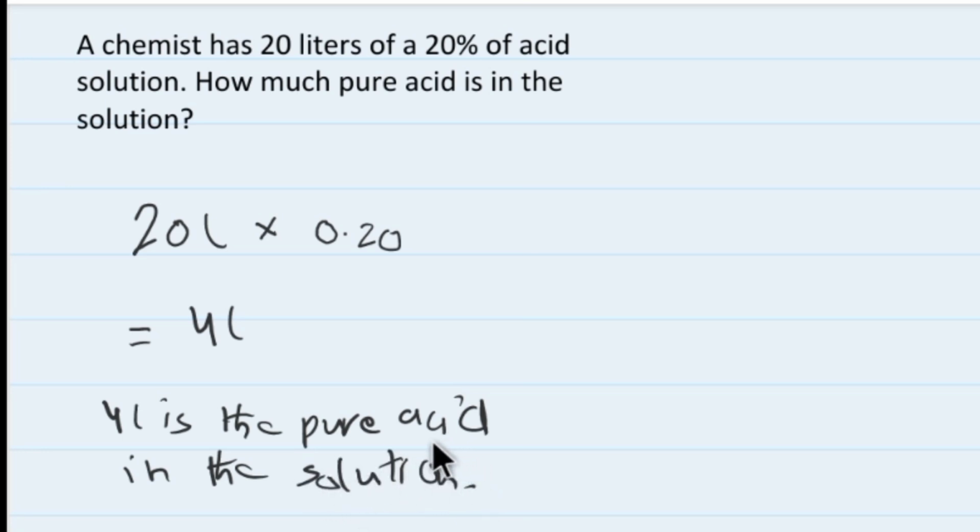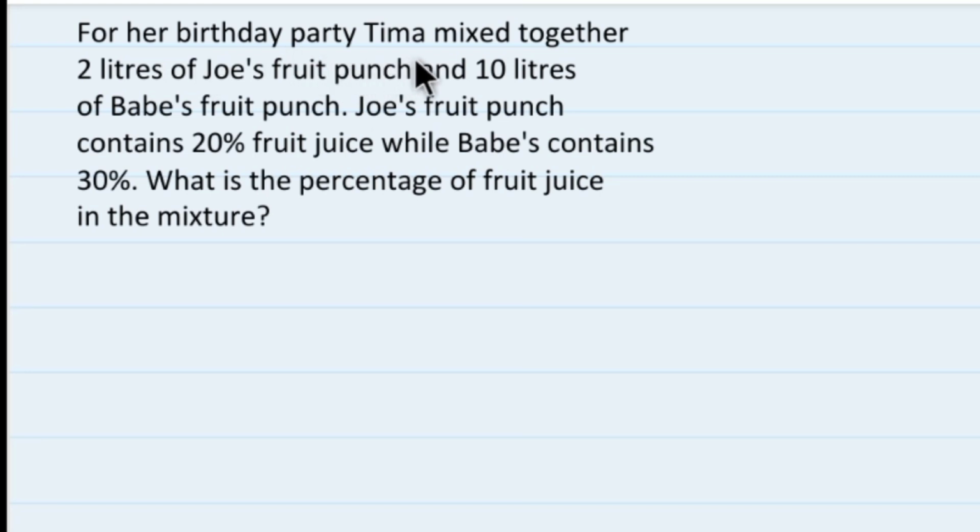So it was a very easy and basic mixture problem. Now we move to the more complicated problems. For her birthday party, Tima mixed together 2 liters of Joy's fruit punch and 10 liters of Babe's fruit punch. Joy's fruit punch contains 20% fruit juice while Babe's contains 30%. What is the percentage of fruit juice in the mixture? Now this problem is again a simple and easy problem, and we do not need to introduce any variables in it.